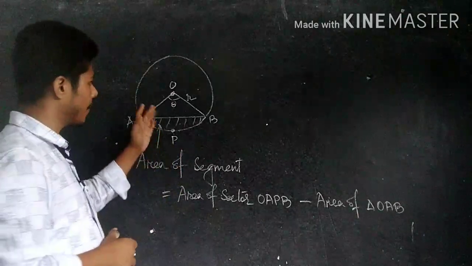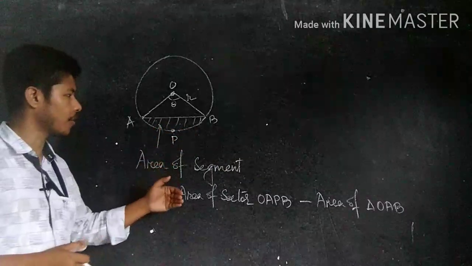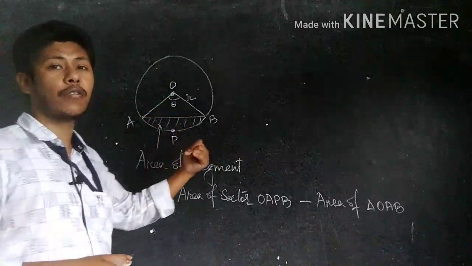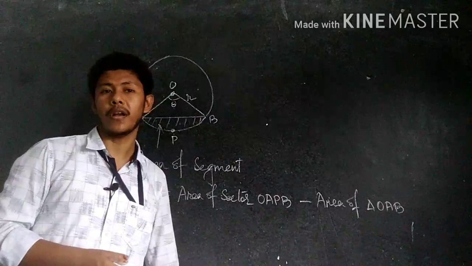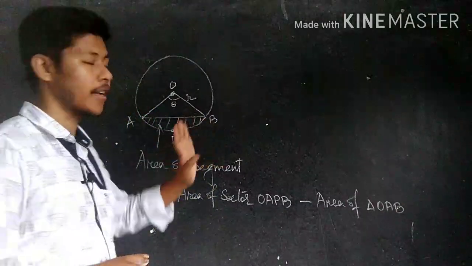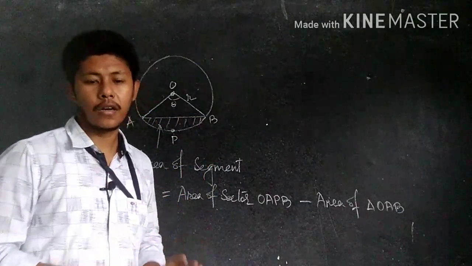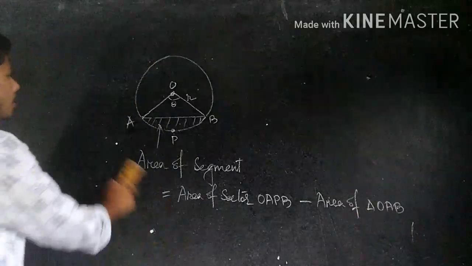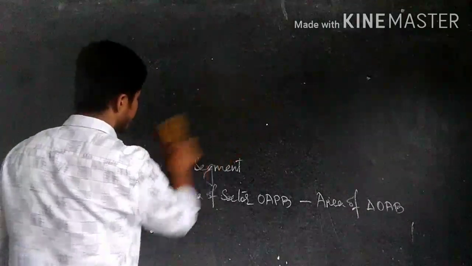So the sector we can find very easily. For the segment, what you have to do is sector minus the area of the triangle, then we get the segment part. Otherwise we cannot find the segment here. Is it clear? Okay, now next one, another one is here.